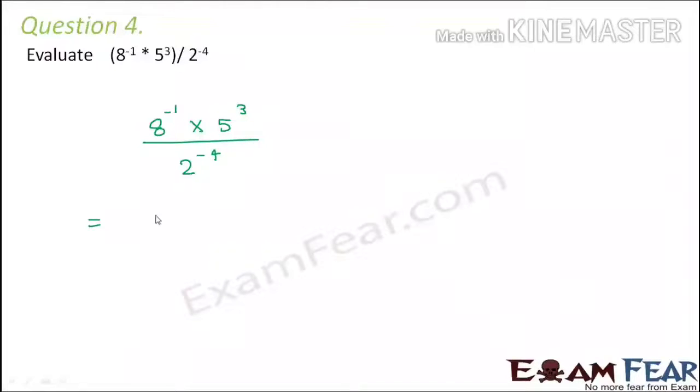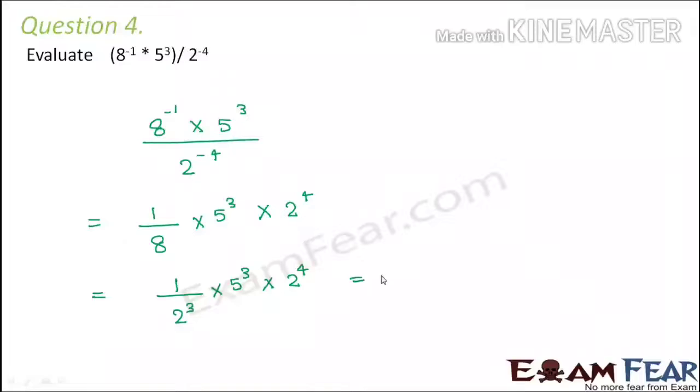8 to the power minus 1 can be written as 1 by 8 to the power 1, which is 1 by 8. 5 to the power 3 can be left as it is. 1 by 2 to the power minus 4 can be written as 2 to the power plus 4. Right? Okay. So now this can be written as 1 by, now what is 8? 8 is 2 to the power 3. 2 into 2 into 2 is 8. So this into 5 to the power 3 into 2 to the power 4.